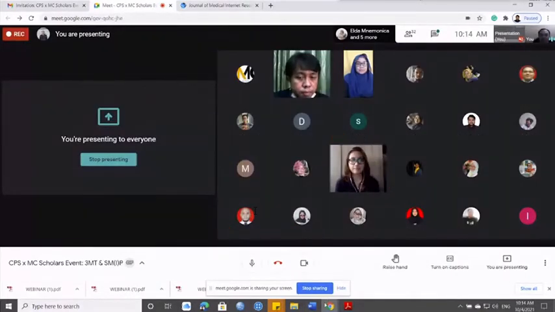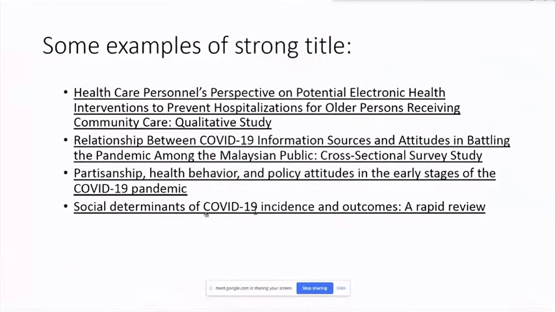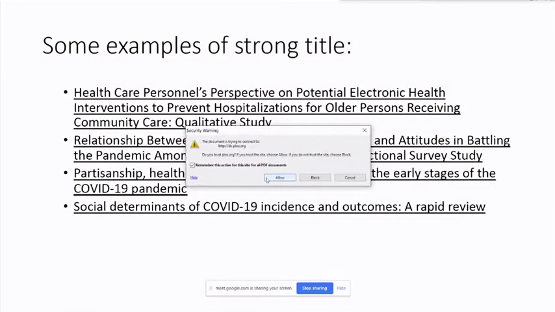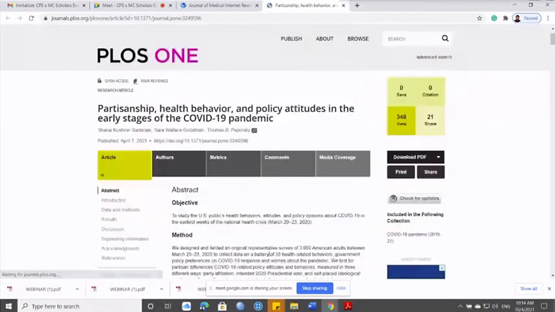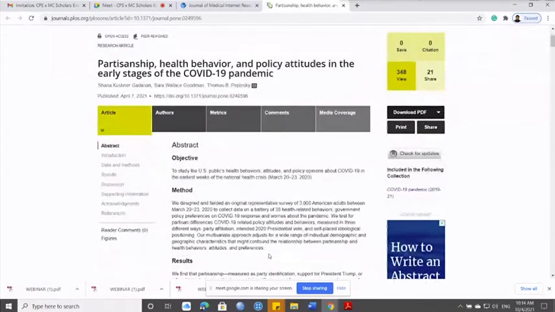Okay, hold on. And then another one would be social determinants of COVID-19, partisanship, health behavior, and policy directives in the early stages of the COVID-19 pandemic. Another example. What I'm showing you is all of the latest journals. Most journals nowadays really highlight COVID-19.